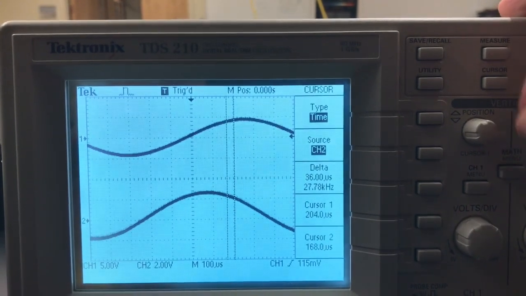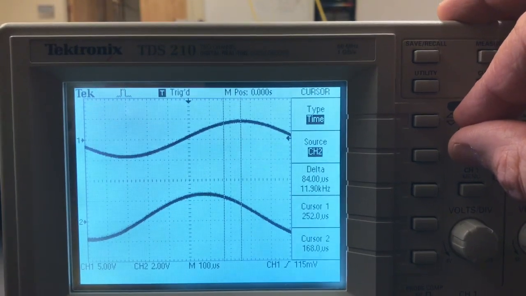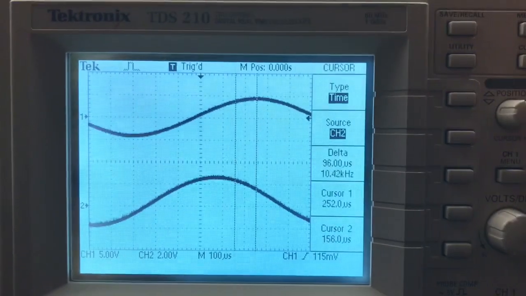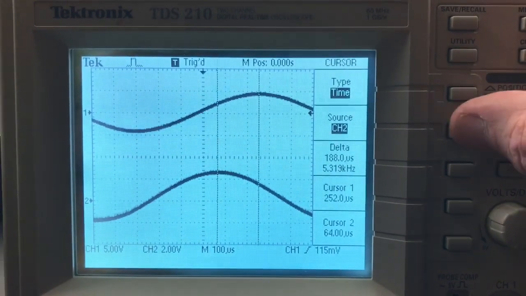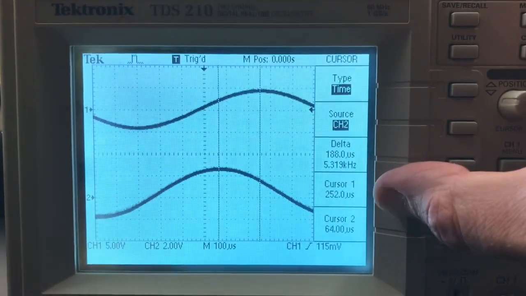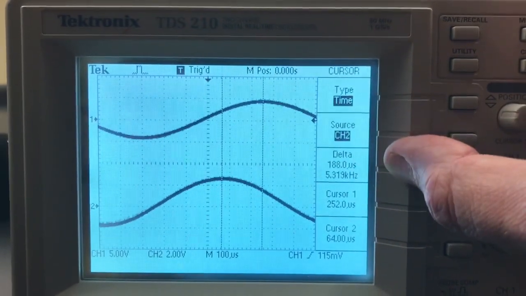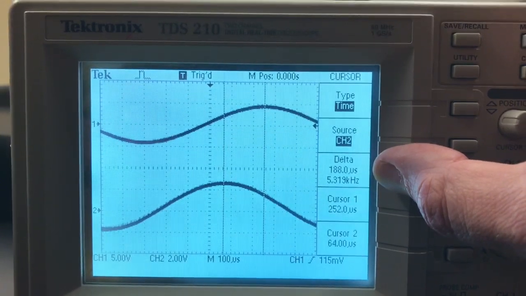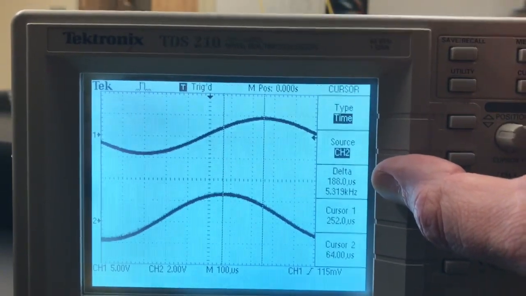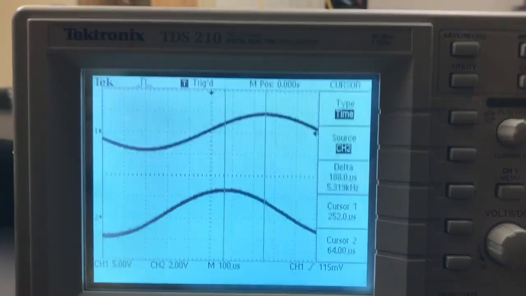And now what I can do is line up cursor 1 on the peak of channel 1, cursor 2 on the peak of channel 2, and there you can see the important part is the delta. That's the time difference between the 2 cursor positions, and here that's 188 microseconds. So that's the delta that would go on the spreadsheet, and then we'll use it to calculate the phase difference.